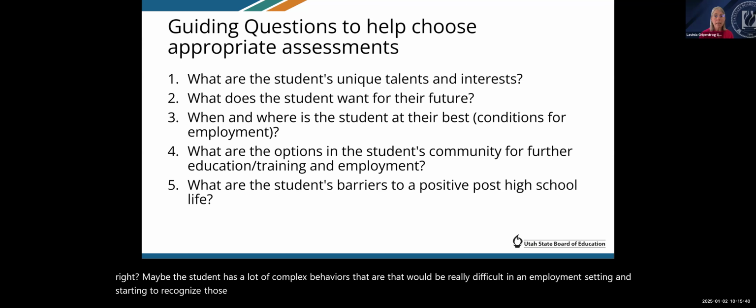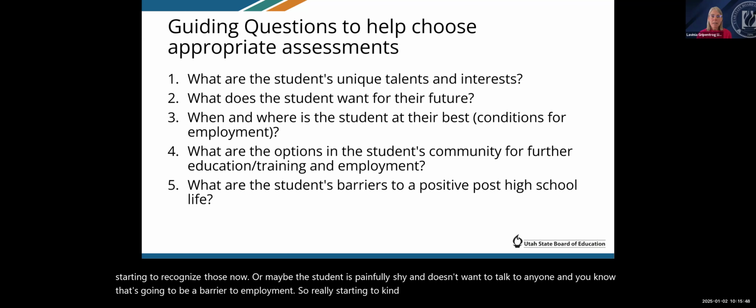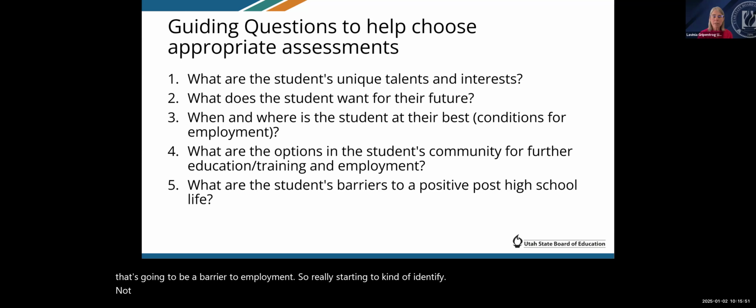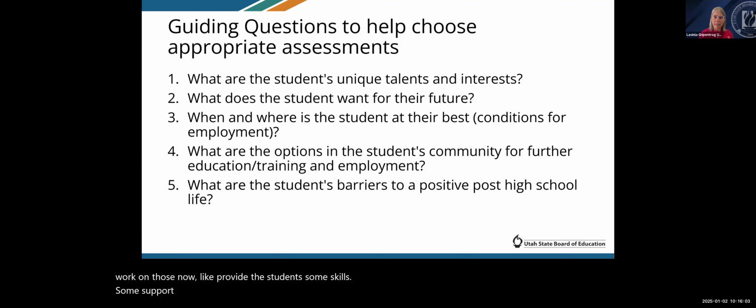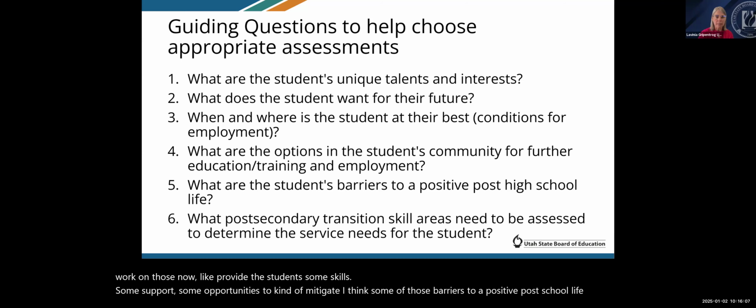Or maybe the student is painfully shy and doesn't want to talk to anyone, and that's going to be a barrier to employment. So really starting to identify, not to be negative, but to think about these barriers and how that will impact them in adult life, and start to work on those now. Provide the students some skills, some support, some opportunities to mitigate some of those barriers to a positive post-school life, right? Because we don't want people isolated.